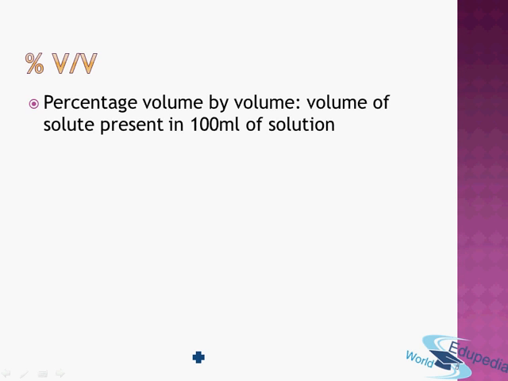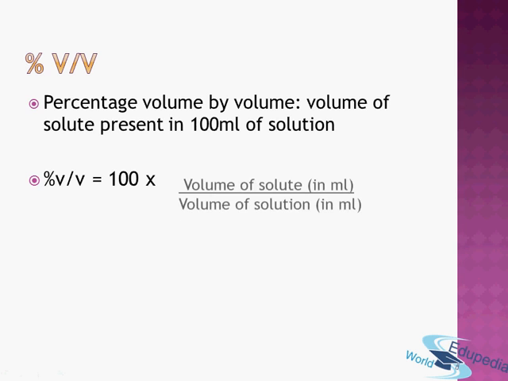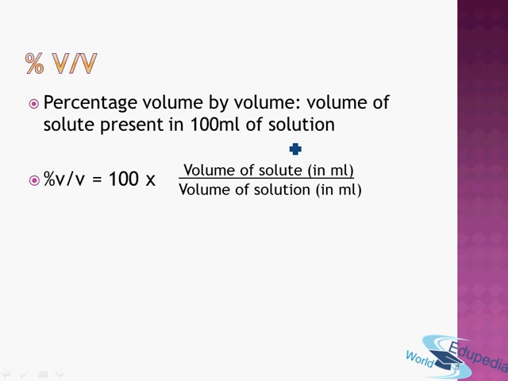Let's see the next concentration unit. The next concentration unit is percentage volume by volume. It calculates the volume of solute present in 100 ml of solution. It is exactly the same as percentage mass by mass, that is, percentage weight by weight. The only difference is that instead of mass, now we will be talking about volume. So percentage volume by volume is 100 multiplied by the volume of solute divided by the volume of solution.